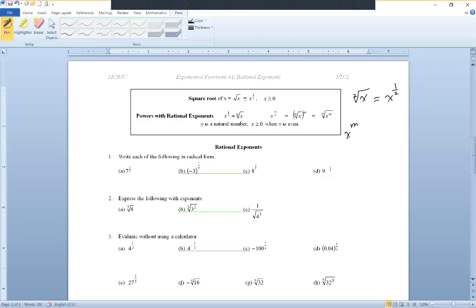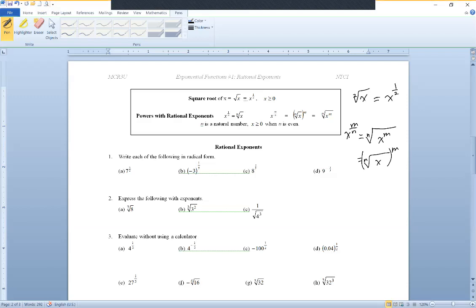X to the m over n. Notice that's a fractional exponent. The m is the numerator, the n is the denominator, and look where the n is going to go when we write it as a radical. The n is going to go right there. That's the nth root of x to the m. Another way to rewrite that is the nth root of x all to the m. So notice where the denominator is going to go into the root sign.